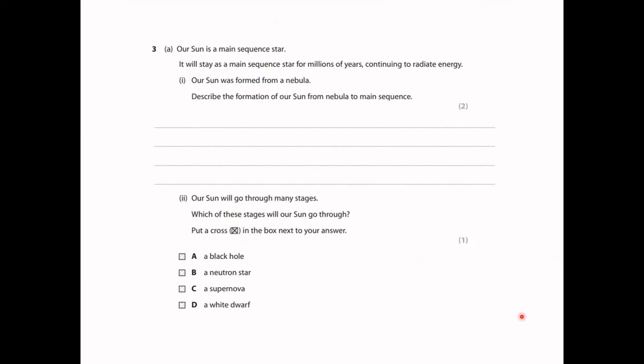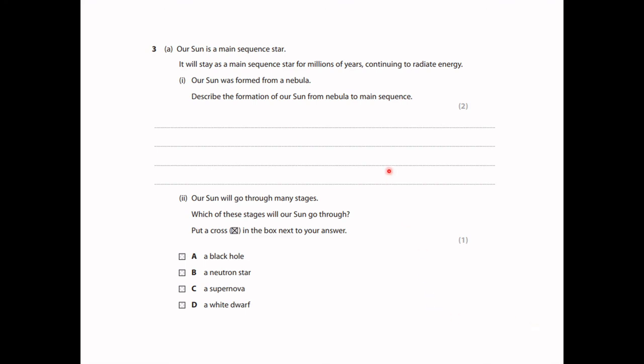Here are 2 more questions for you to try. Pause the video, have a go, and then I'll go through the answers. Okay, so part A. Our sun is a main sequence star. It will stay as a main sequence star for millions of years, continuing to radiate energy. Our sun was formed from a nebula. Describe the formation of our sun from nebula to main sequence.